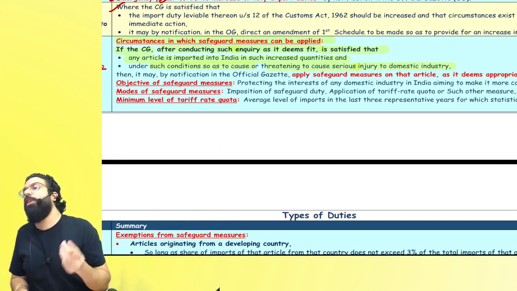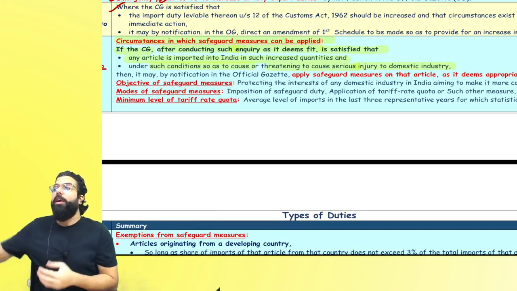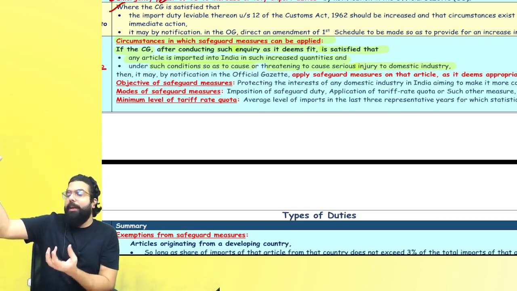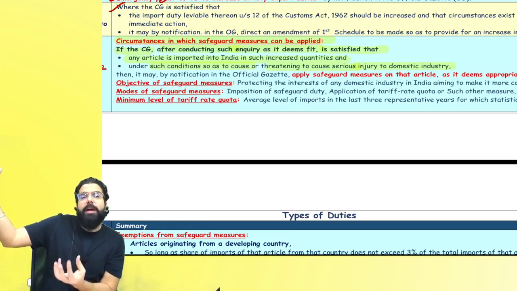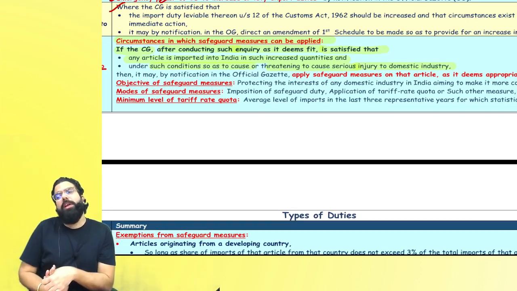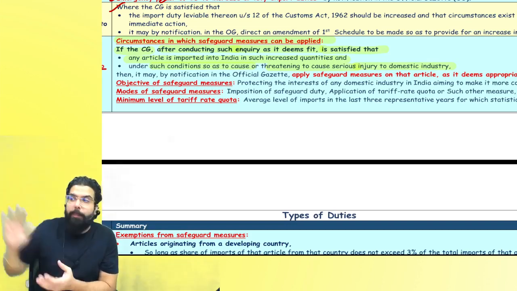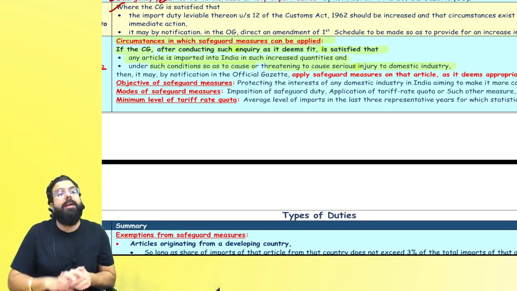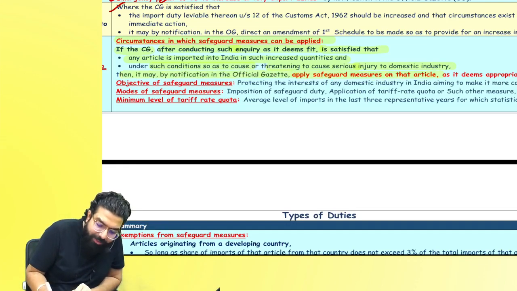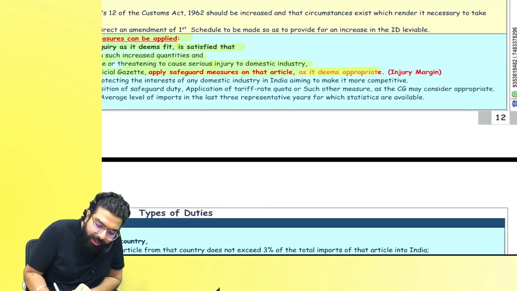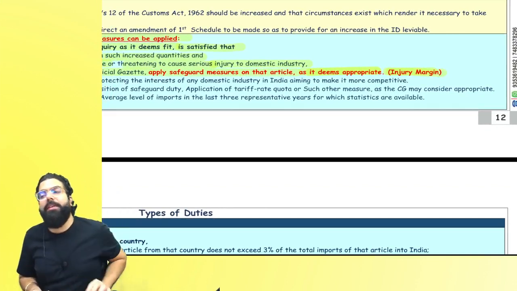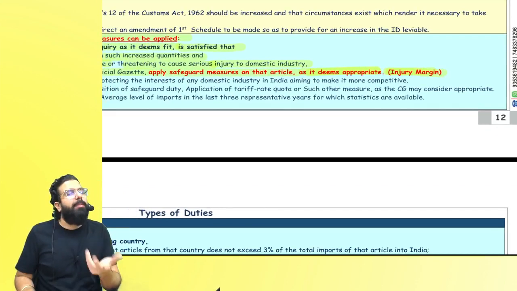Always remember, a causal link has to be established. What is the cause? The cause is increased quantity coming into India, and because of the increased quantity, the injury is happening to the domestic industry. To protect the domestic industry, the government will say the increased quantity we have to stop, and to stop that we will implement safeguard measures. Right, everyone? Then it may by notification apply safeguard measure to that article as it deems fit. Basically, whatever the injury margin is, that much safeguard duty is charged.